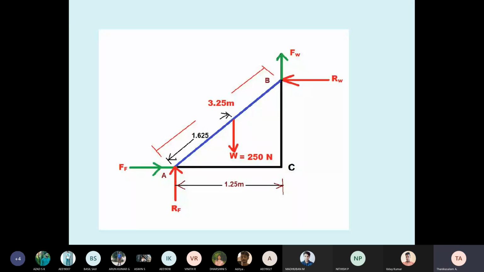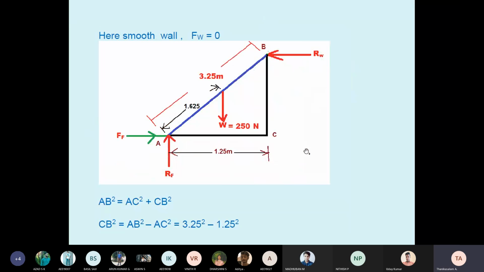The other thing we know: at the floor, the friction FF acts to the right side, RF upward. At the wall, FW upward, RW left side. RW means what? Reaction at wall. Students, RW is the reaction at the wall, FW is the friction at the wall. Okay, so in the question they mention the smooth wall. Students, smooth wall means friction is 0. Whenever they mention a smooth floor or wall, you take the corresponding friction as 0. Here, smooth wall, FW is 0. So I removed it. See, the previous day FW was introduced. Now FW is removed because FW is 0.